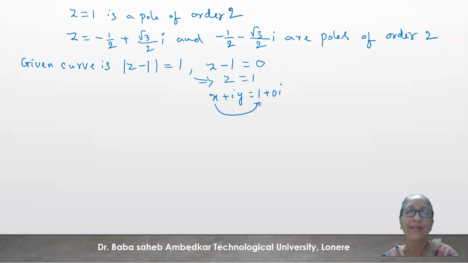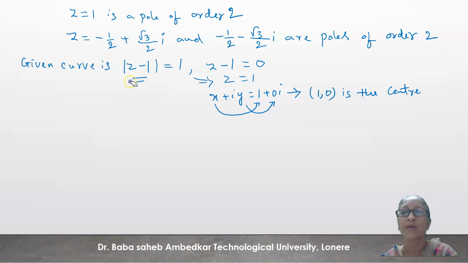So value of x is 1, value of y is 0, implies (1, 0) is the center. To get the center, we equate this term to 0, then we find the values of x and y. Okay, then this right side number indicates the radius. Here the radius is 1, because the right side is 1, so here radius equals 1.